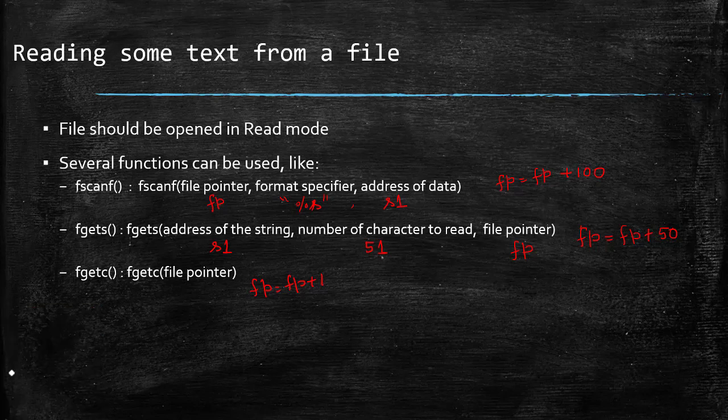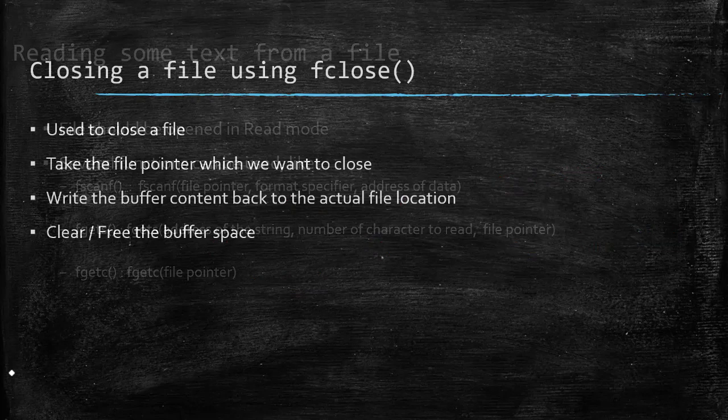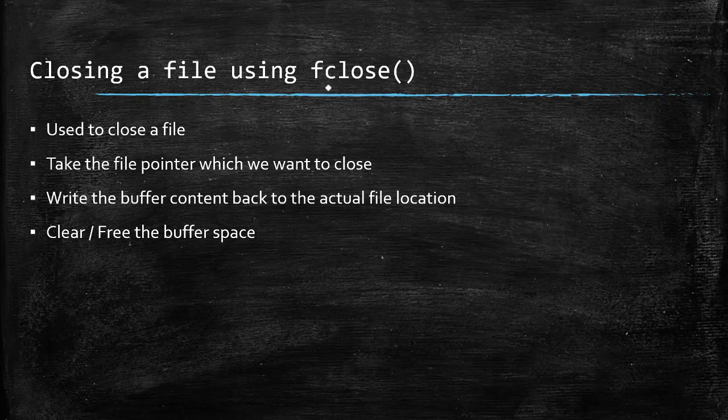Next, we have opened that file, and we have performed reading and writing on that file. Then to close the file, we need to use the fclose function. Fclose closes the file, which means it will first store the data from the file buffer, or from the main memory, back to the actual file in the hard disk, and it will clear or free the buffer space occupied by the file.